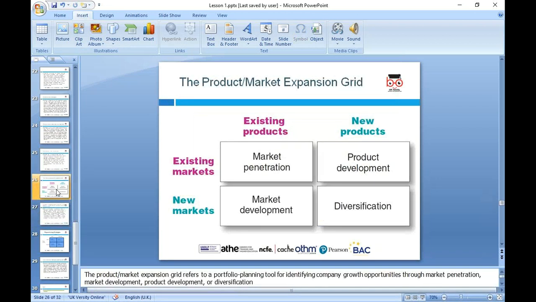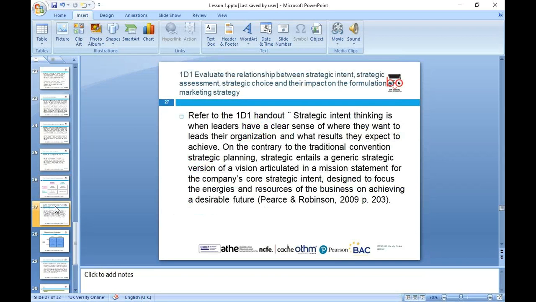And next, any questions there? This is called the Ansoff matrix. Then next, if we want to work towards distinction criteria, we can refer to the handouts. We have them already on Moodle.